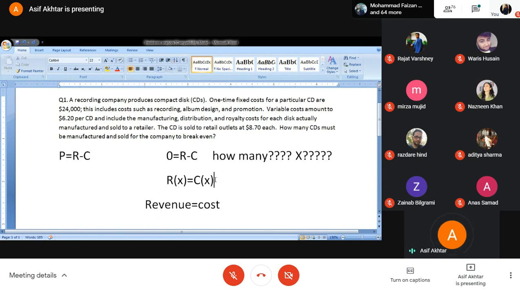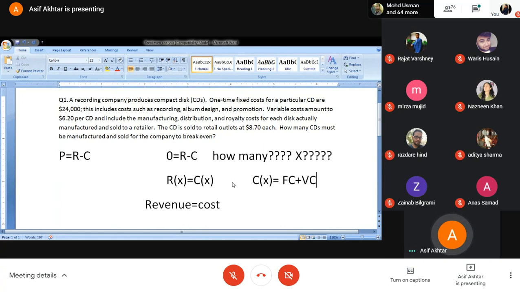The information for the formation of revenue and the cost function is given in the question itself. Let us take first of all the cost function. This is the cost function, and we have to calculate this cost function. It is the combination of two types of component: fixed cost plus variable cost. As you know, as per the concept, we have fixed cost and variable cost.